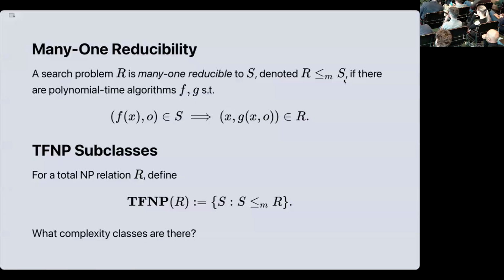And now for the TFNP subclasses, I'm going to define, if you give me a total NP relation, an associated subclass, which is just the problems that are mapping reducible to it.